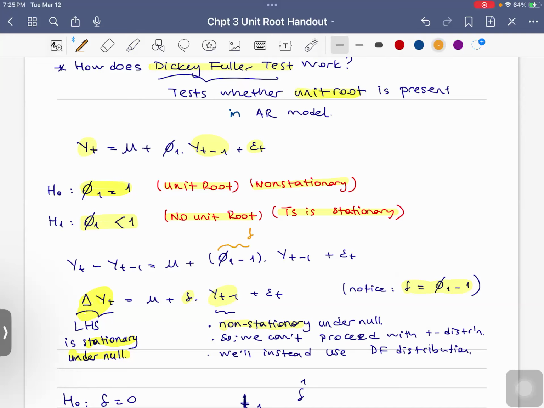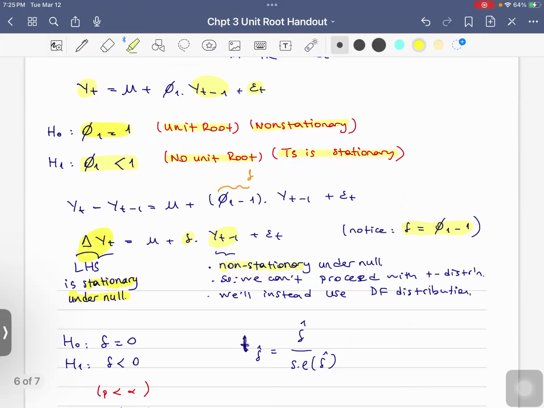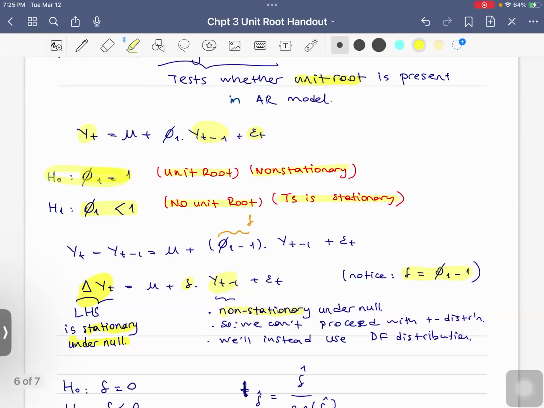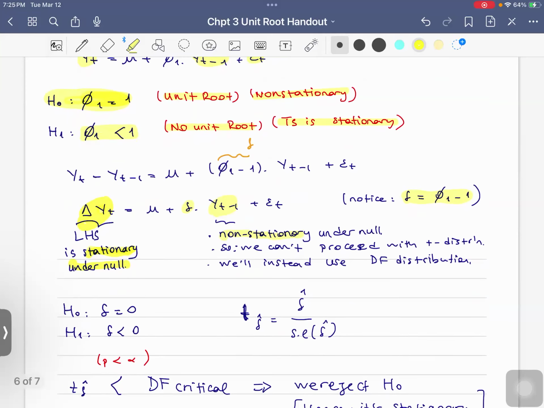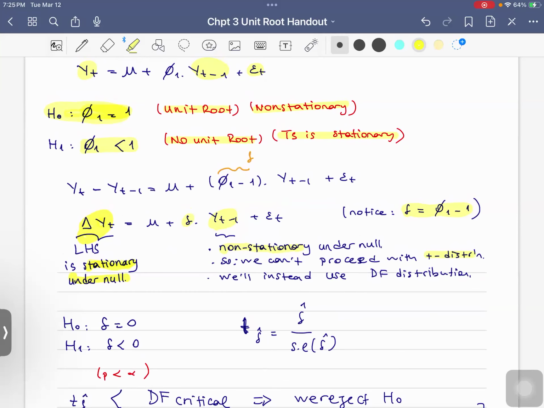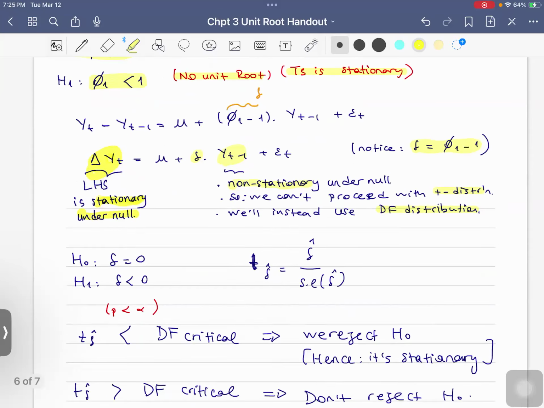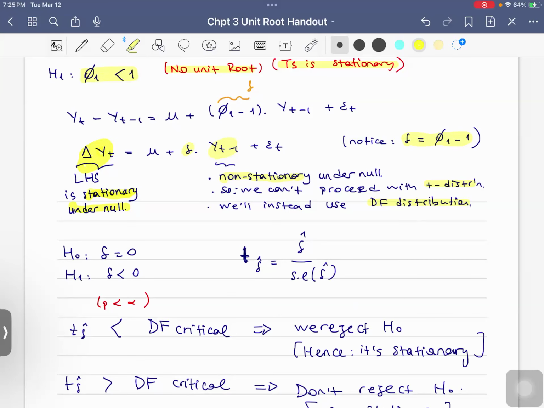Now, under the null, the left-hand side object, that is the change in yt, is stationary. But then, again, under the null, the yt itself is non-stationary. So this brings us a problem. We can't just use our old t distribution. What we will instead use is a Dickey-Fuller distribution. There's a whole paper written on it, and it has its own critical values. It's the same process; think of it as a different table, because the left-hand side is stationary and the right-hand side is not.